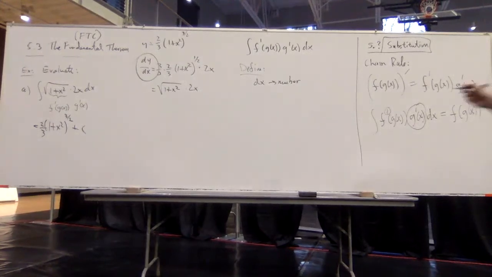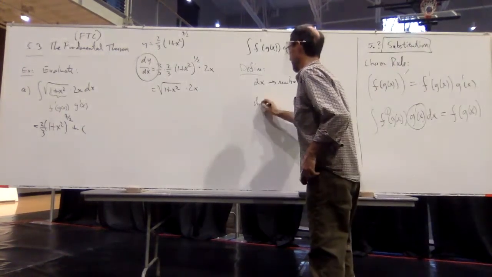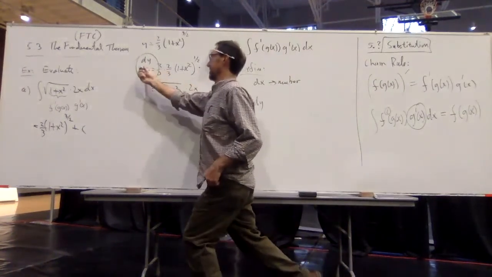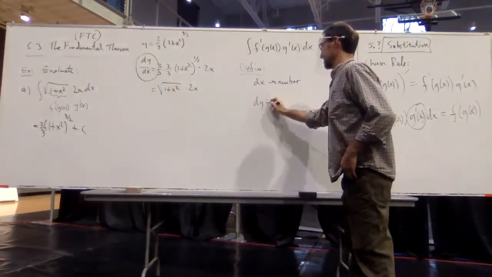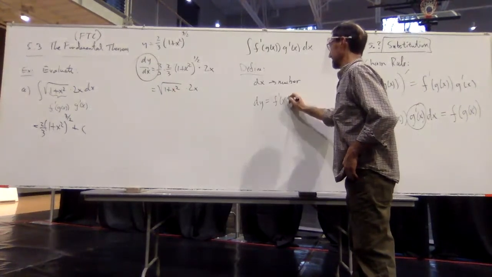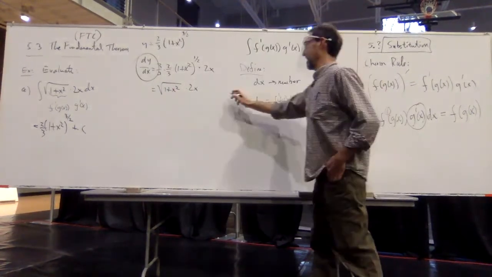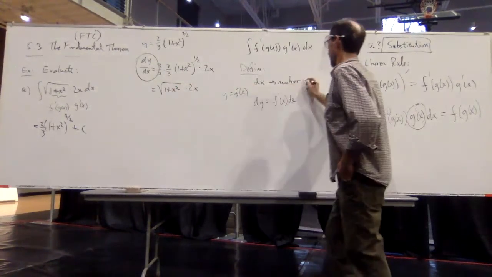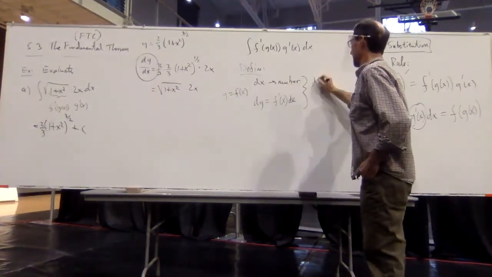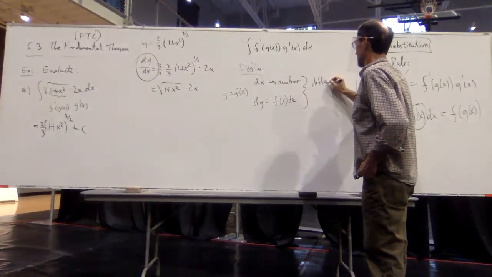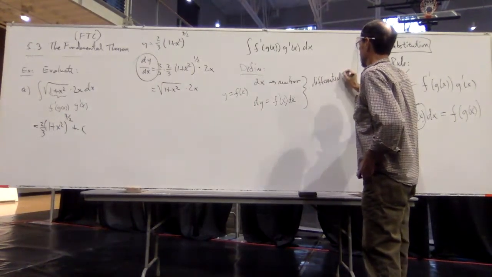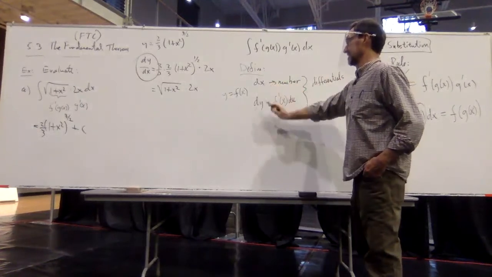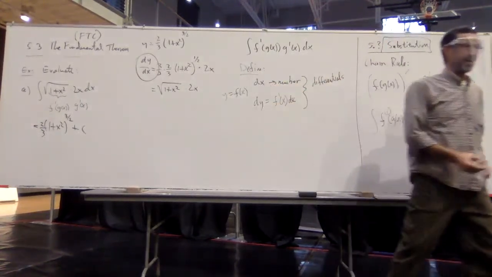And then I'm going to define dy. I'm going to define it so that this turns out to be true. That is, it's equal to f prime of x dx. And in the background here, y is the function of x. These quantities are called differentials. The differential of x and the differential of y.